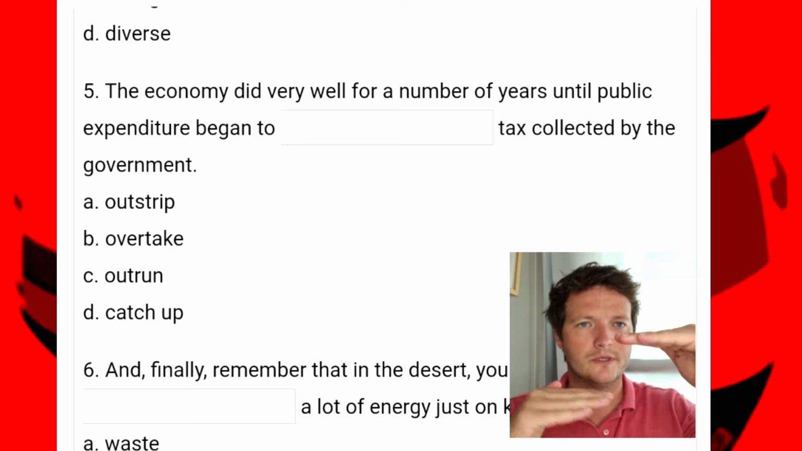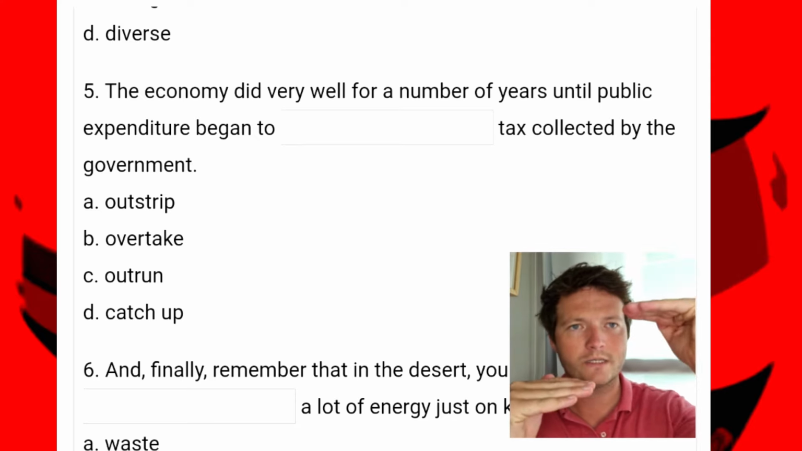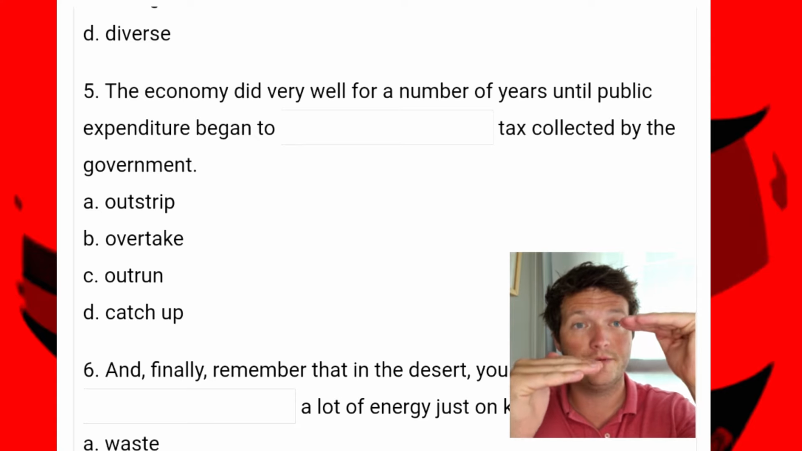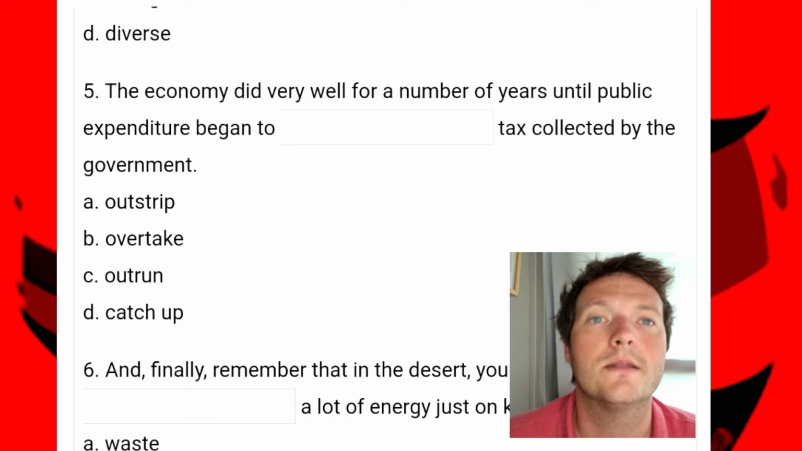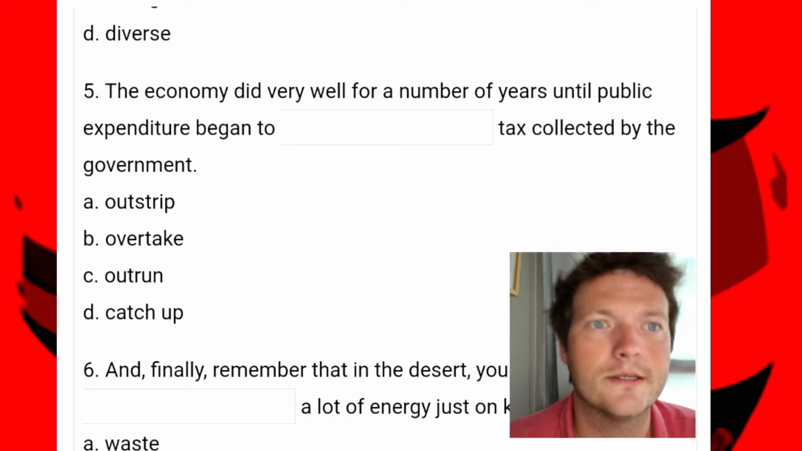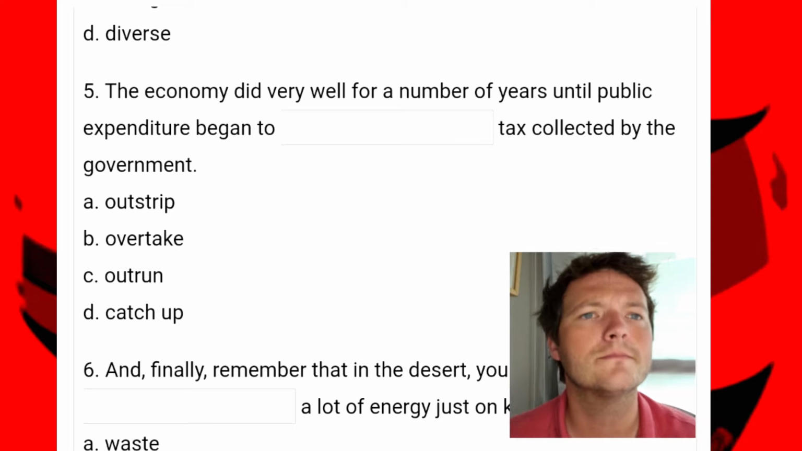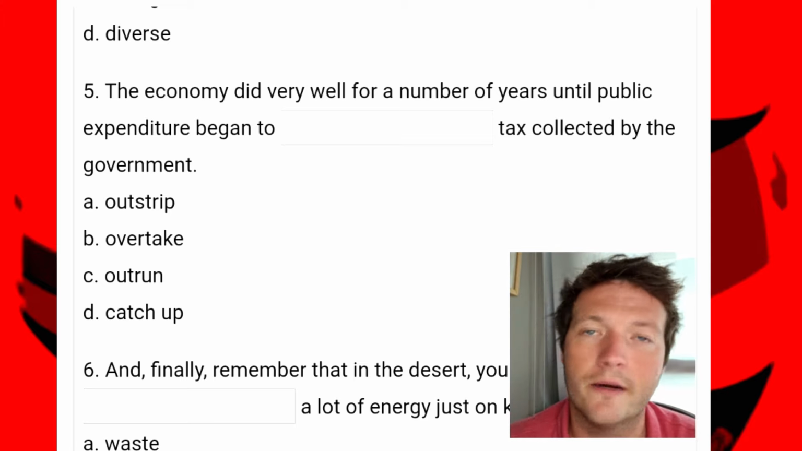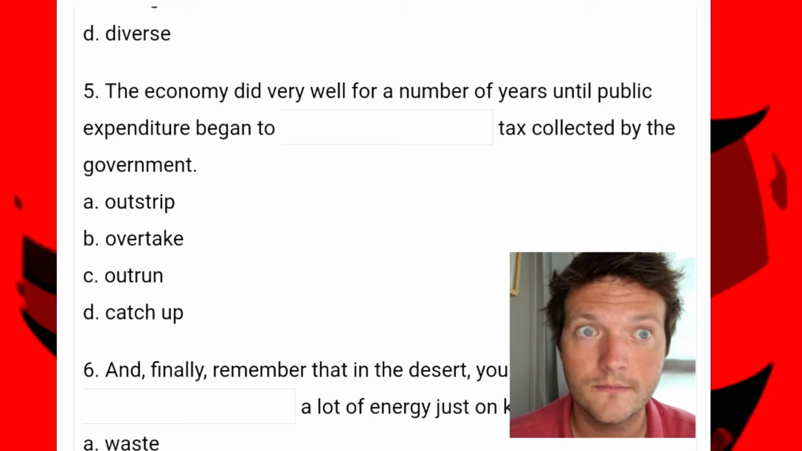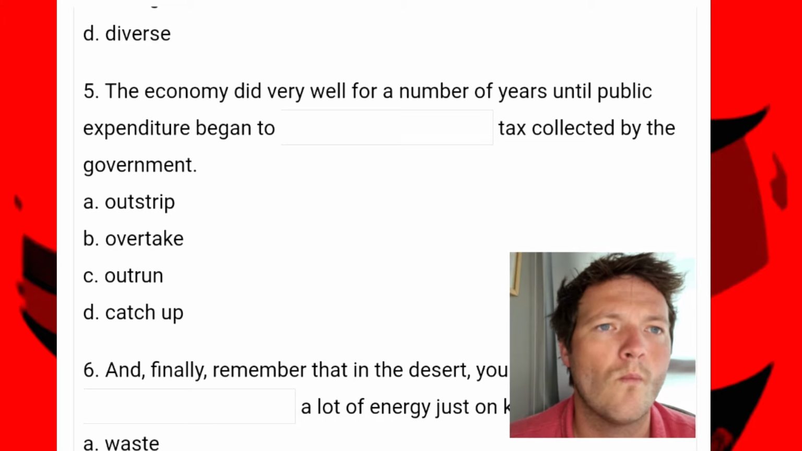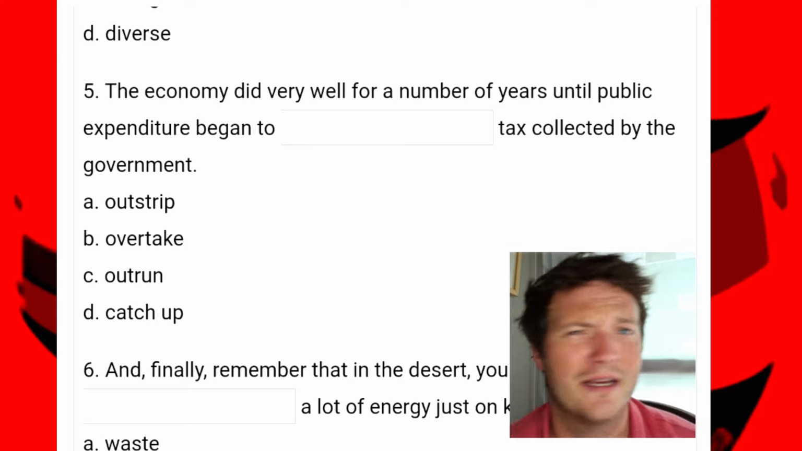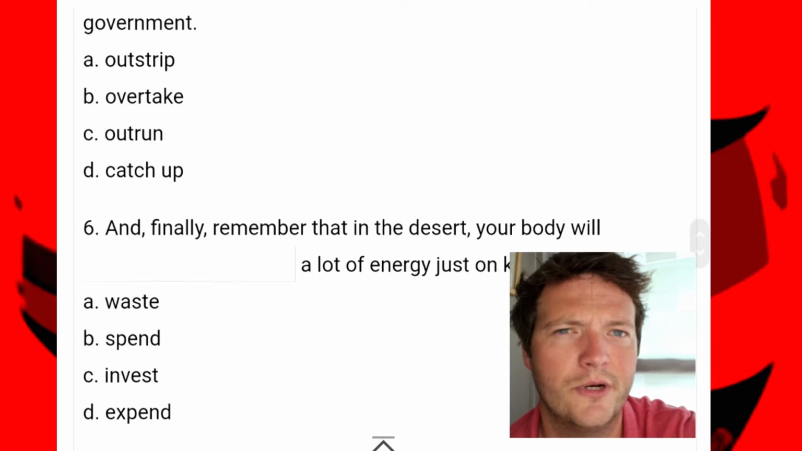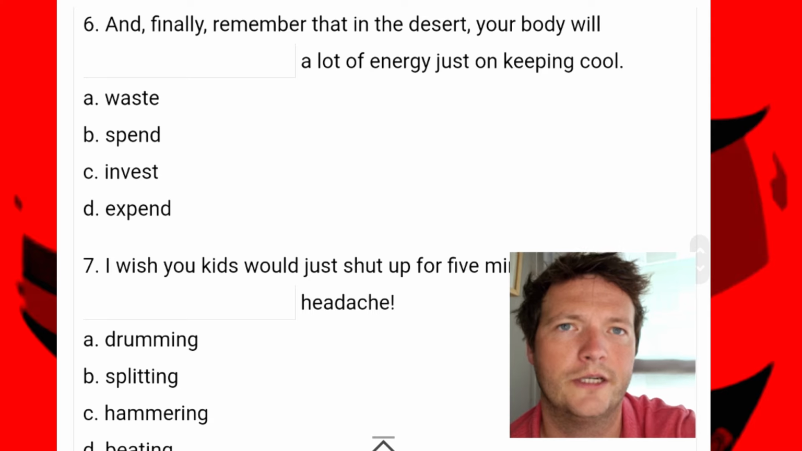But yeah, it means obviously public expenditure was here. Tax revenue collected by the government was here. But then over the years, expenditure went up and the tax revenue stayed at the same level. And that's when you start to get public deficit. Right? And that apparently is a bad thing. Though some people don't seem to realise it. Yeah, began to overtake. I think it has to be overtake. I'll check that one. 5B, I'm pretty sure it's B, overtake, but we'll check it.